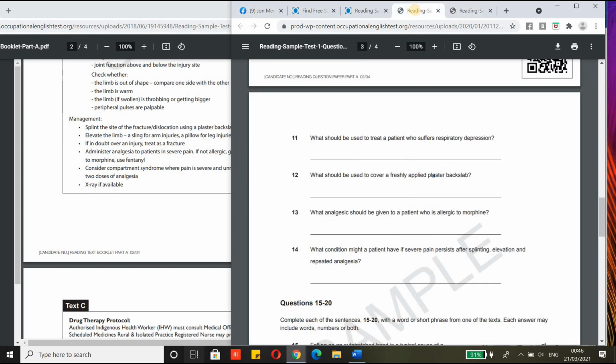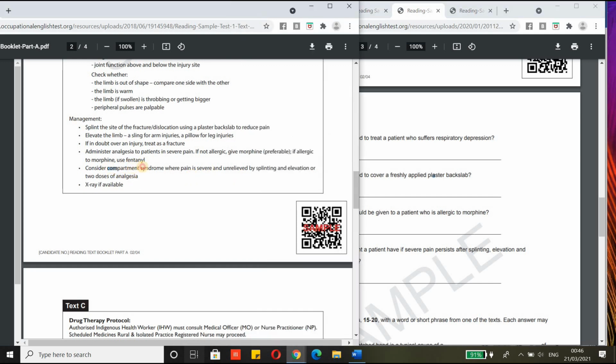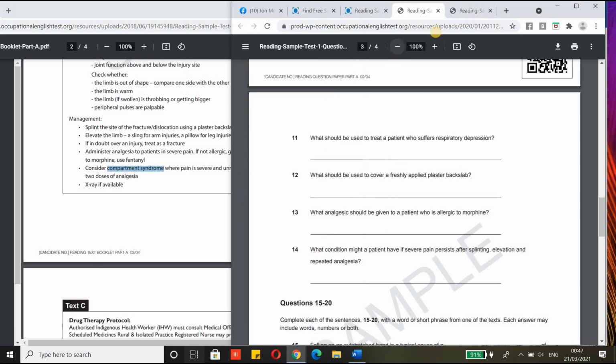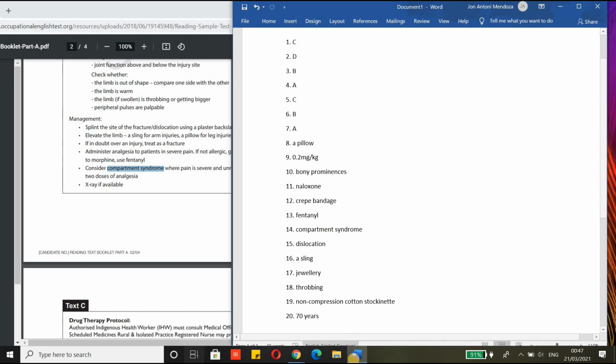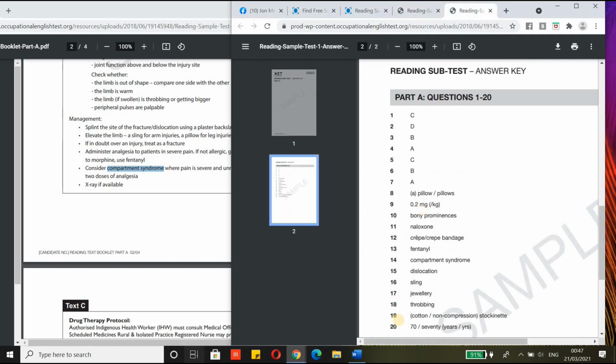Next, we have number 14. What condition might a patient have if severe pain persists after splinting, elevation, and repeated analgesia? If you're aware of compartment syndrome, if you remember pallor, paresthesia, those things following plastering or splinting, then that's the answer. I'm confident that's the answer. So I put compartment syndrome, and it's compartment syndrome for number 14.